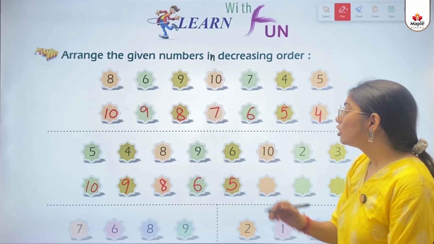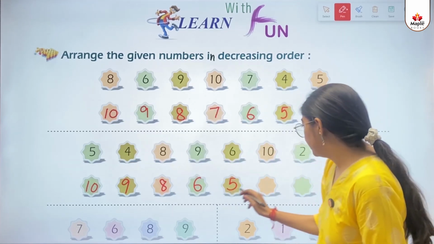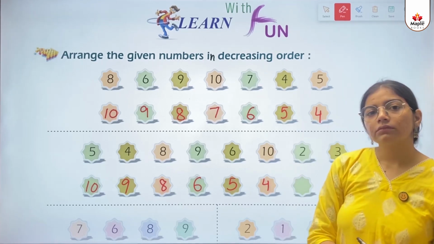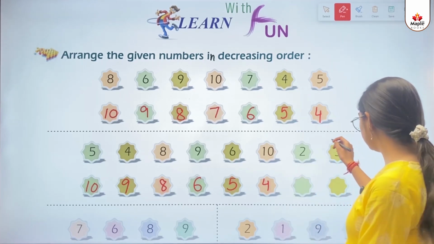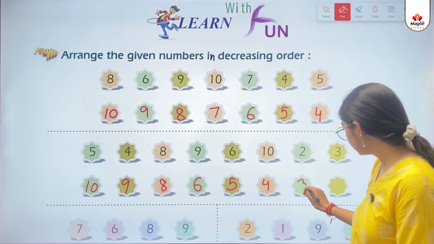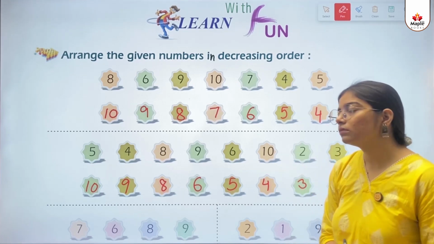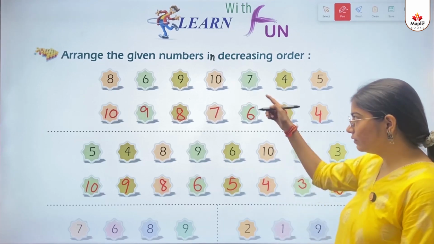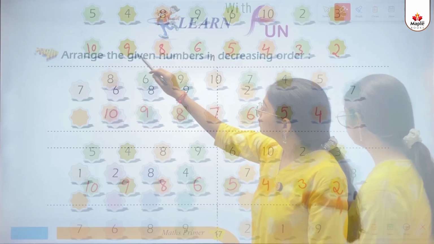Then 4. Then 3. 3 is written here. Then 2. So, we are done with these two parts.